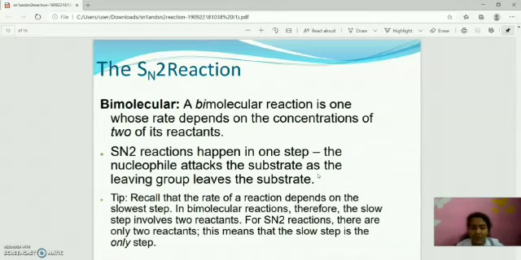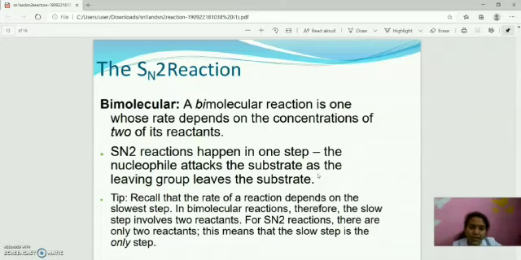Why is it known as bimolecular? Because here the SN2 reaction happens in one step. Only one step is there. So it is a fast step and it is a one-step reaction. And we know that in the SN2 reaction, it is a one-step reaction, and the speed of the reaction depends only on the concentration of two of its reactants.